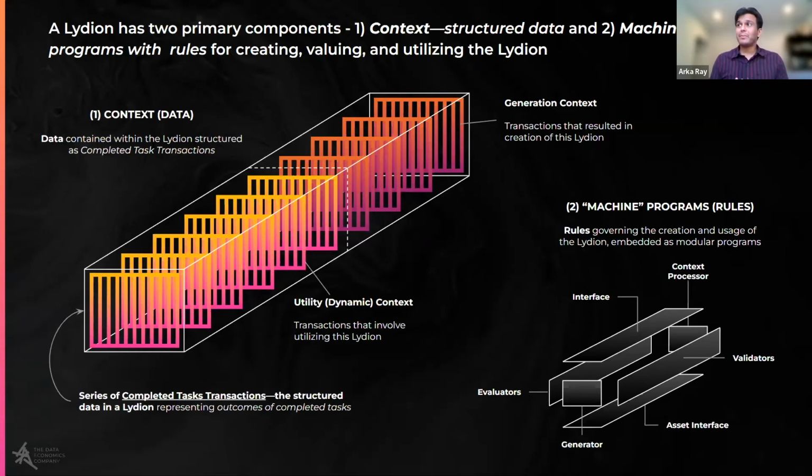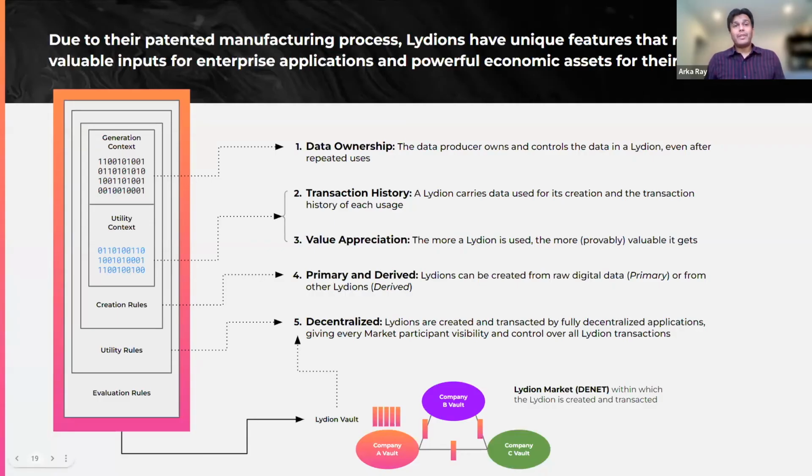The key takeaway from this cross-section of a Lydian, which we love showing, is that it actually carries two types of data, two types of context. The data that was used to create the Lydian is called generation context, and all the transactions that this Lydian has been a part of is called utility context. Now, the reason I brought this up is because this ability to recall its transactions is one of the key unique features that make Lydians valuable inputs for enterprise applications and powerful economic assets for their owners.